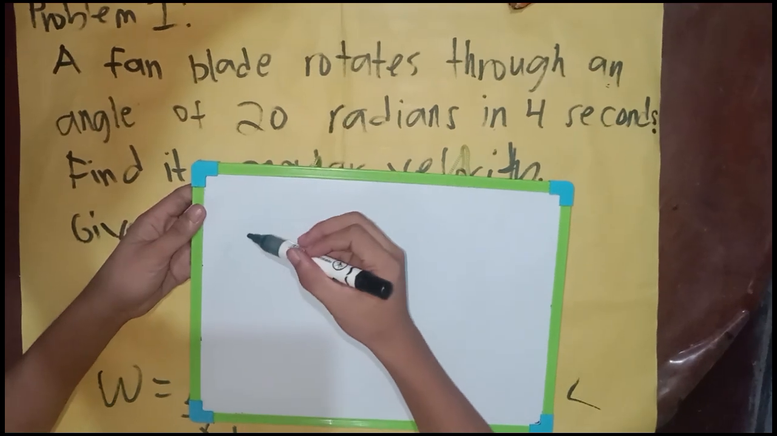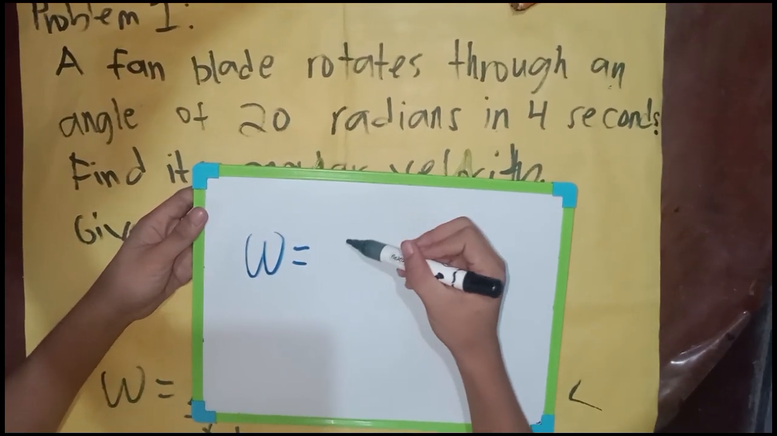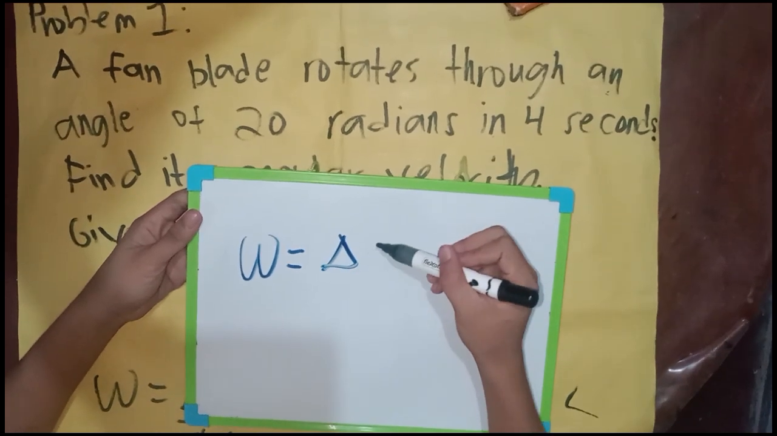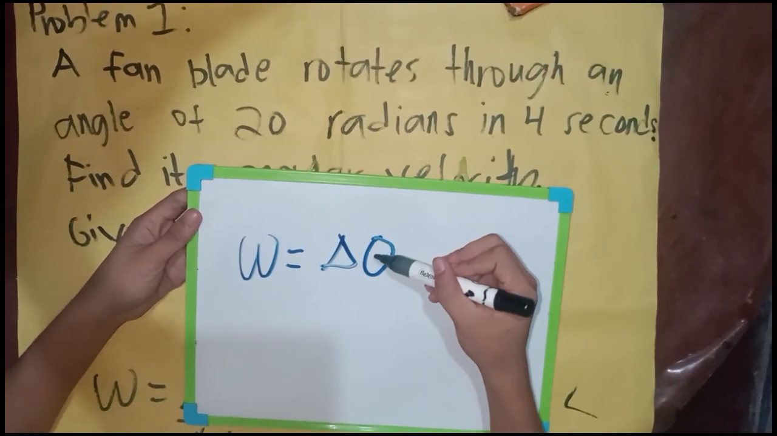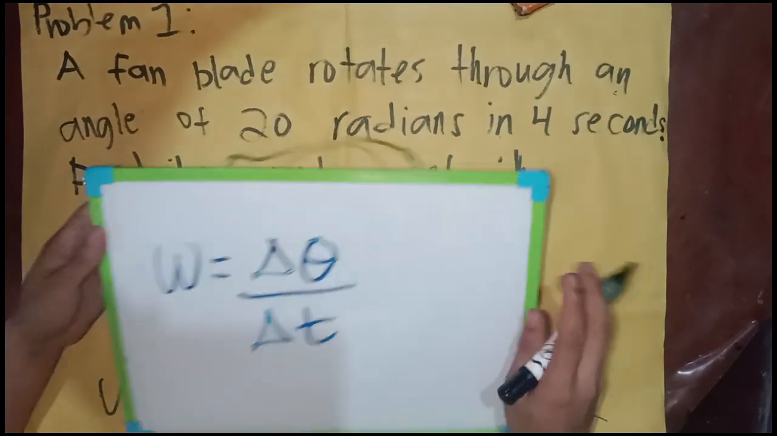The formula of the angular velocity is: omega is equal to the change in angular displacement over the change in time. So this is the formula of angular velocity.